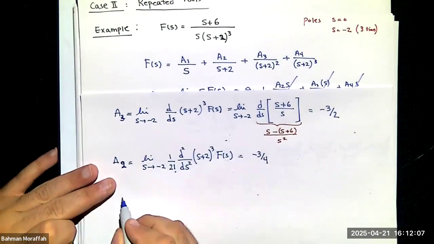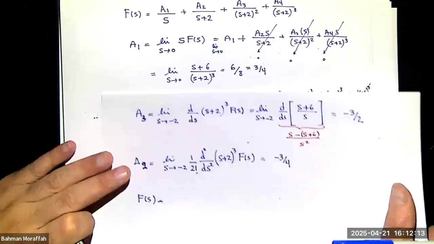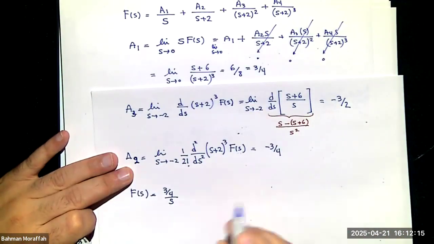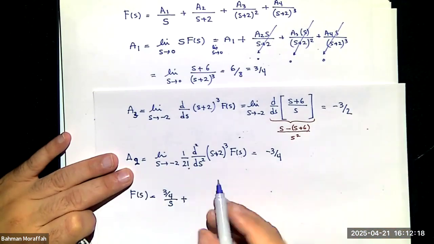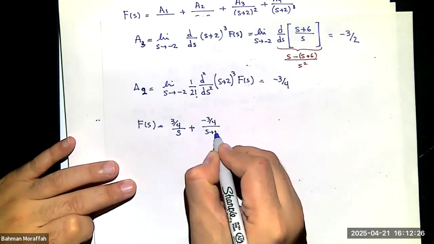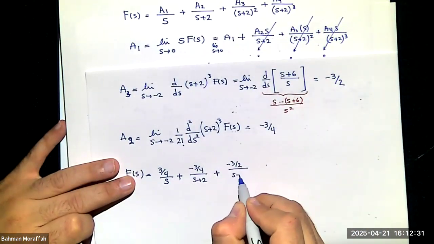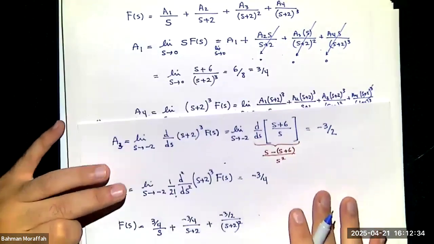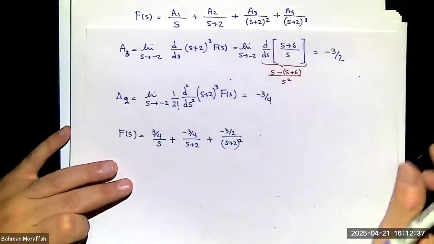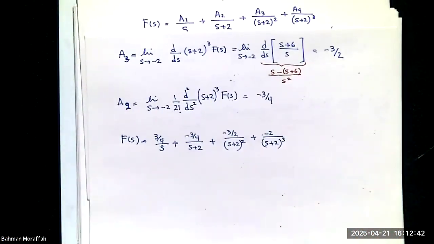Now I have my function f of s, which is a1 over s, which is 3/4 over s, plus a2, which is -3/4 over s plus 2, plus a3, which is -3/2 over s plus 2 squared, plus a4, which is -2 over s plus 2 cubed, right?